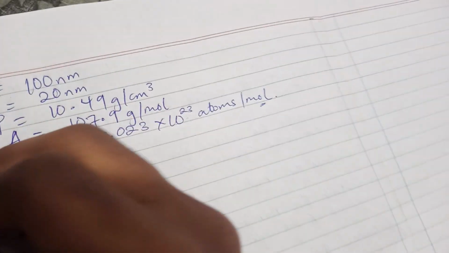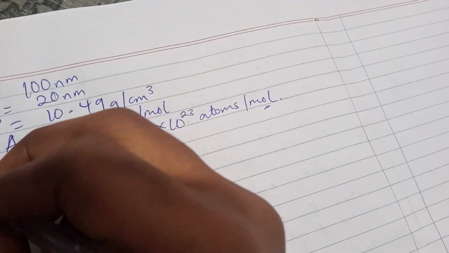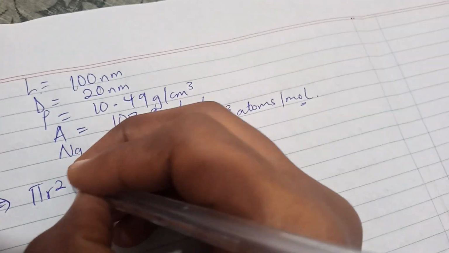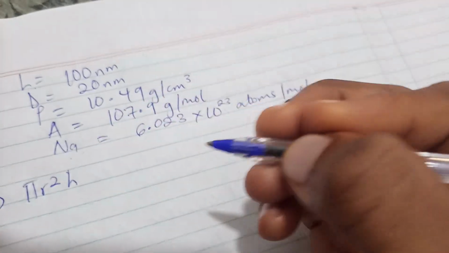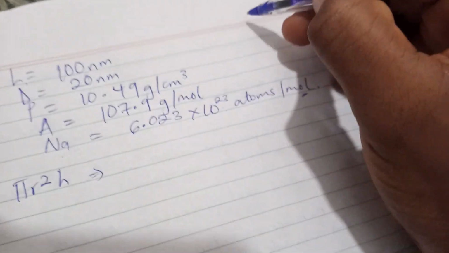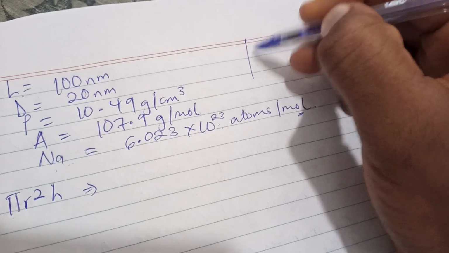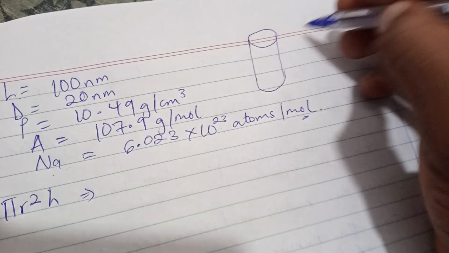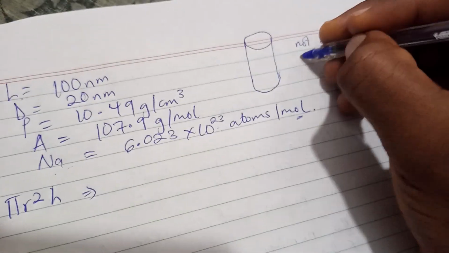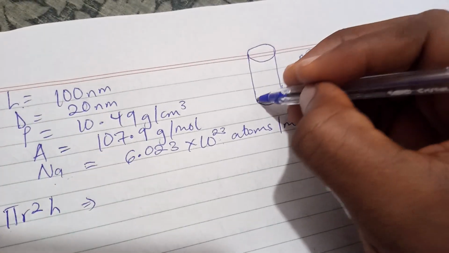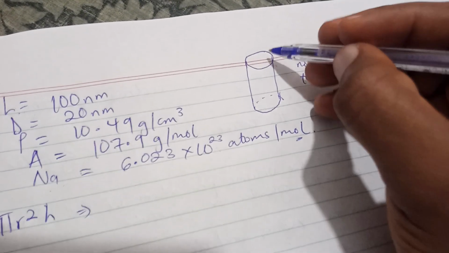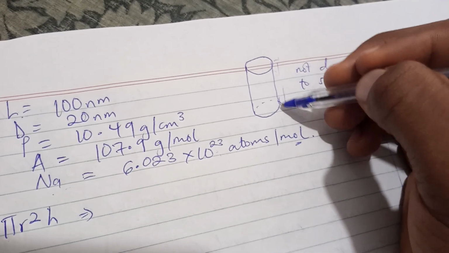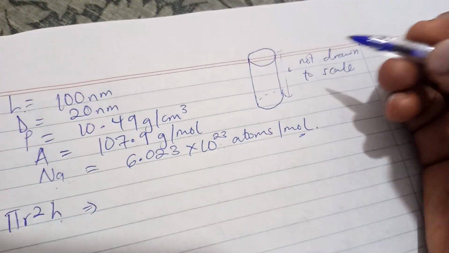Since it's cylindrical, we know the volume of a cylinder is pi r squared h, okay? But in this case, we are using L. So it's like you have a cylinder like this. It's not drawn to scale, okay? This is the height of the cylinder. We can also say this is the length of the cylinder, so we can replace this H here by the length L.